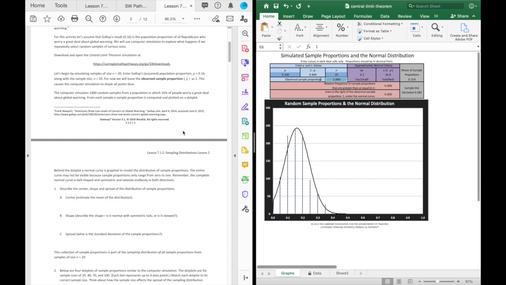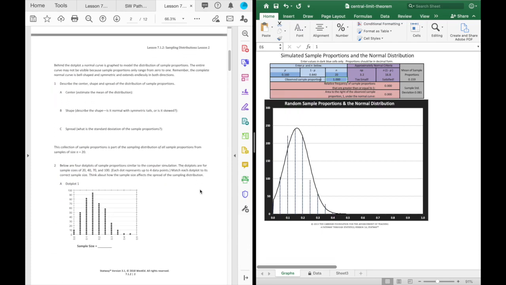The computer simulates 1,000 random samples from a population in which 16% of people worry a great deal about global warming. From each sample, a sample proportion is computed and plotted on a dot plot. Behind the dot plot, a normal curve is graphed to model the distribution of sample proportions. The entire curve may not be visible because sample proportions only range from 0 to 1. Remember, the complete normal curve is bell-shaped and symmetric and extends endlessly in both directions.